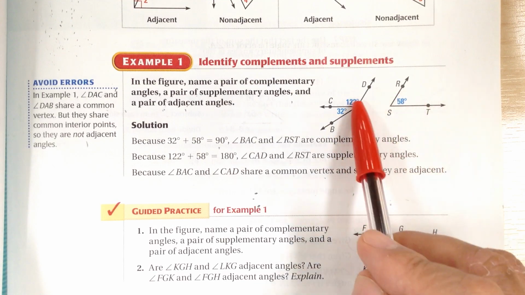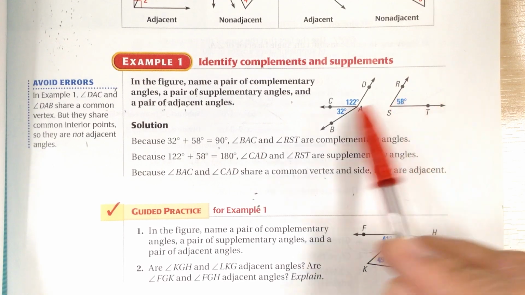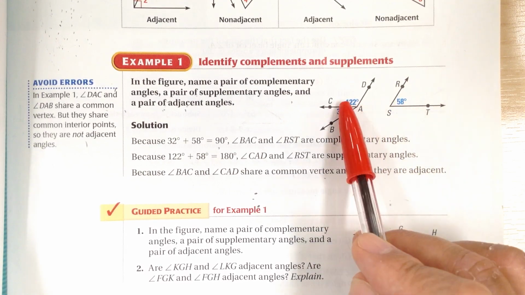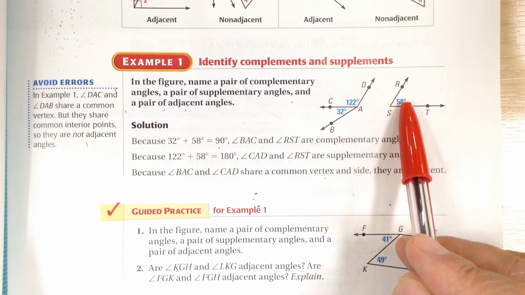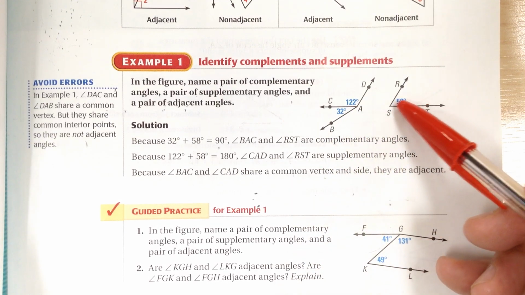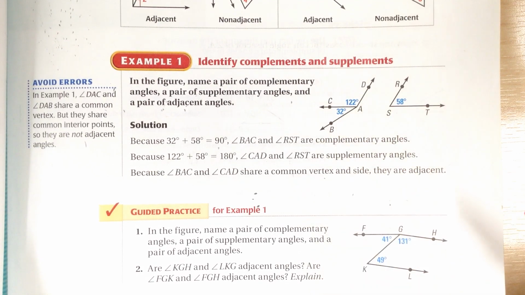Now these two angles, angle DAC and angle RST, add up equal to 180. So these two are supplementary angles, but they are not adjacent. But if you were to slide this over and butt it against this one, then they would become adjacent angles.